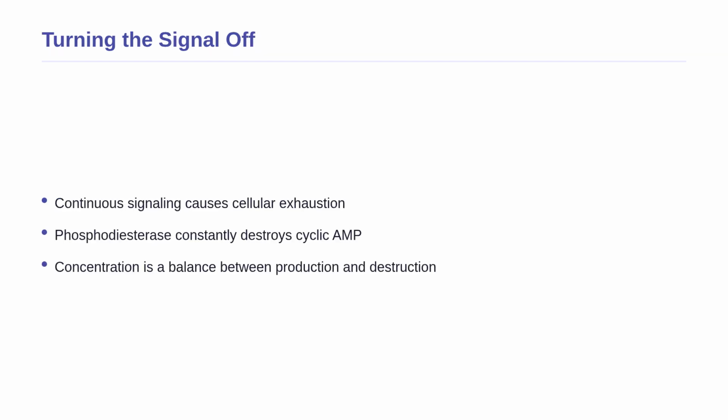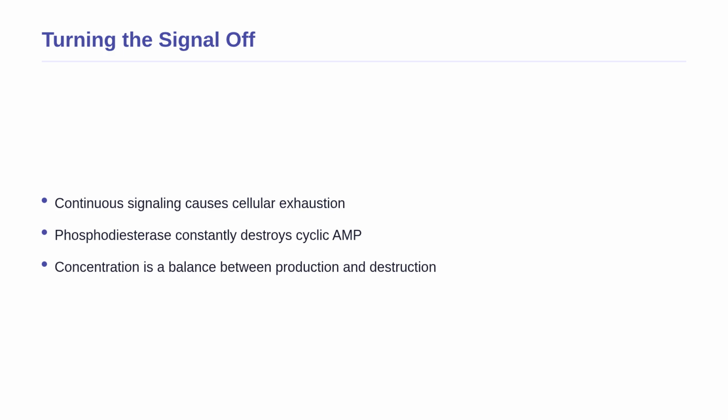We have just seen how incredibly powerful this amplification can be, which brings us to an important question. How does the cell turn this massive signal off? If cyclic AMP stayed in the cell forever, the pathway would never shut down, leading to cellular exhaustion or disease. To prevent this, the cell uses an enzyme called phosphodiesterase, or PDE, which constantly destroys cyclic AMP.